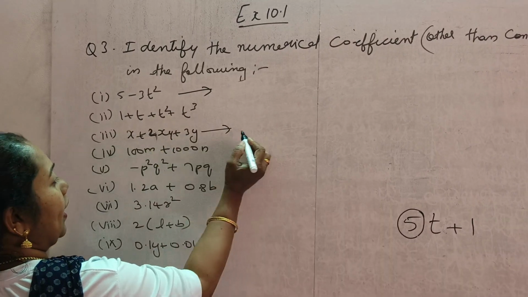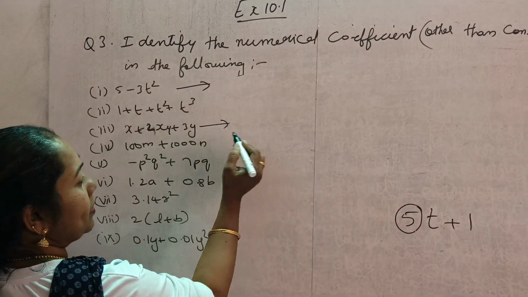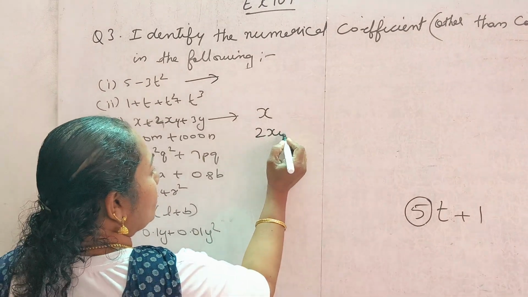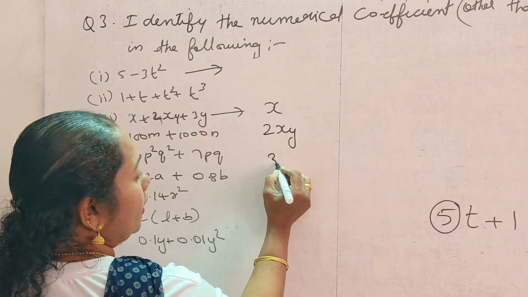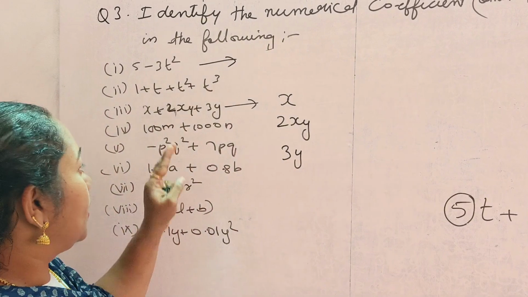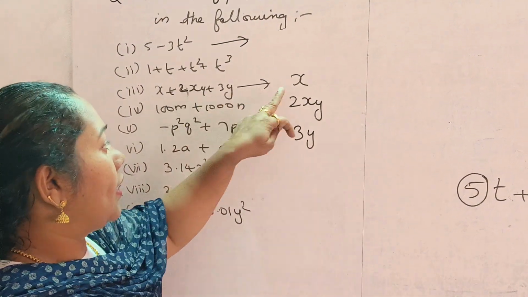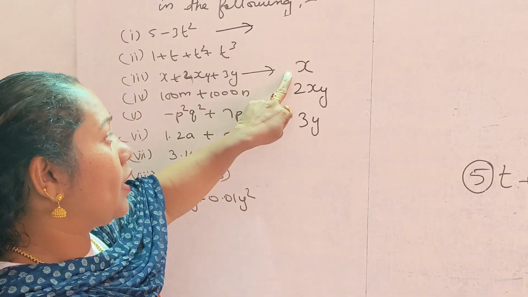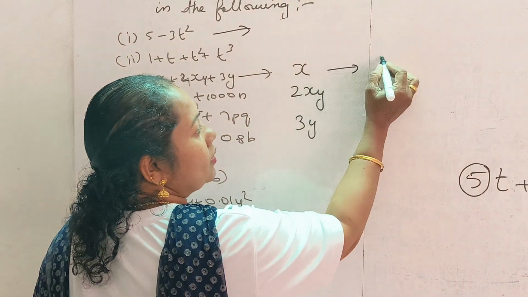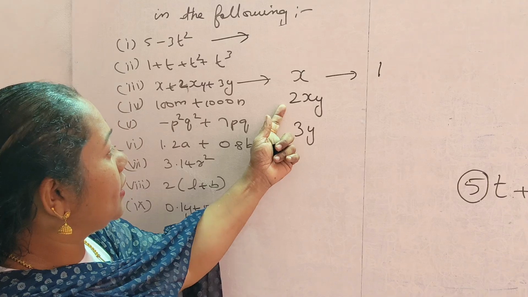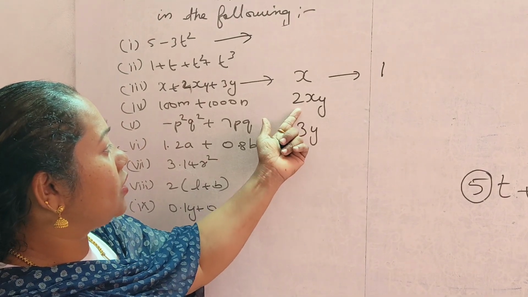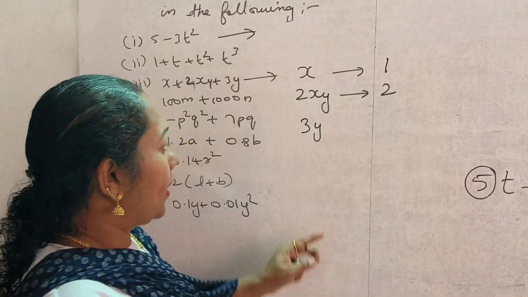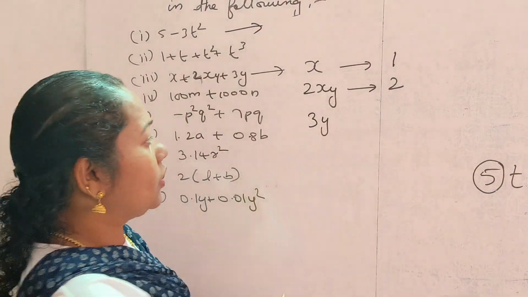In this case, x plus 2xy plus 3y. So x is the first term, 2xy the second term, and 3y is the third term. There is no constant here. In the first term, the variable is x, so the number with the variable x is 1. The numerical coefficient is 1. And the numerical coefficient of 2xy is 2. You just have to write 2. And the numerical coefficient of 3y is 3.